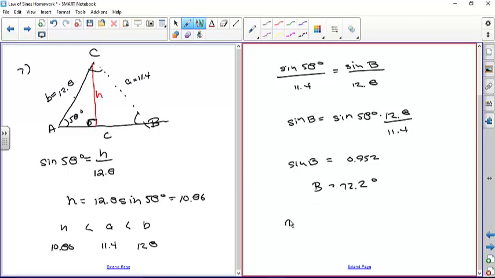Therefore, angle C is going to be 180 minus angle A, which is 58, minus angle B, which is 72.2. So we get 180 minus 58 minus 72.2, and that's equal to 49.8. So you can see all these angles, 58, 72, and 49.8, they're all less than 90, so it's an acute triangle.